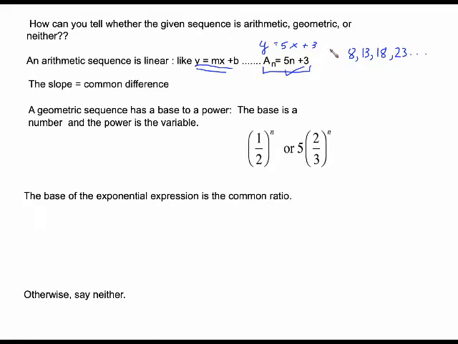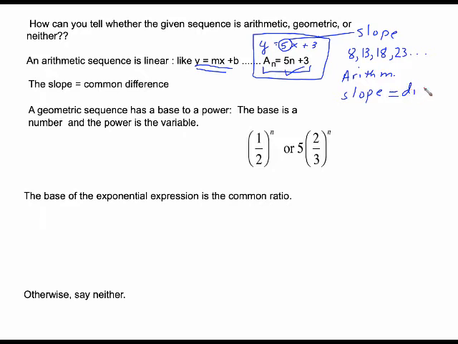However, it's a lot easier to recognize this by format. So when you see that it is linear, you know right off the bat it is arithmetic. Furthermore, because it is linear, we know that this number right here is the slope. And like I said in class, the slope and the common difference are the same.